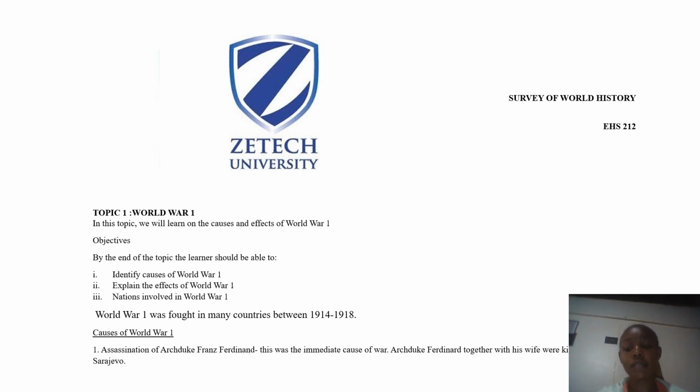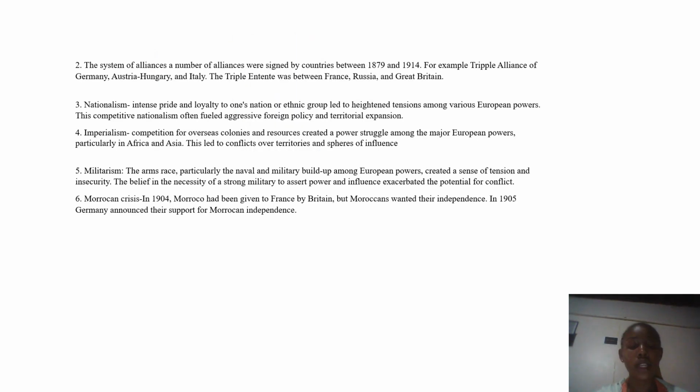The first and the immediate cause was the assassination of the Archduke Ferdinand together with his wife Sophie by a Bosnian student at Sarajevo. The second one is the system of alliance. A number of alliances were signed between 1879 to 1914. For example, the Triple Alliance of Germany, Austria-Hungary, and also Italy. Then the Triple Entente of Russia, Great Britain, and France.